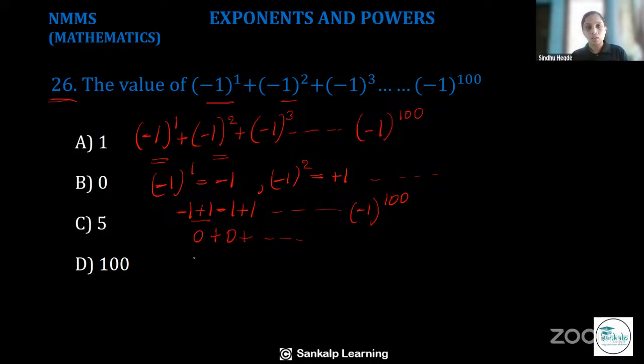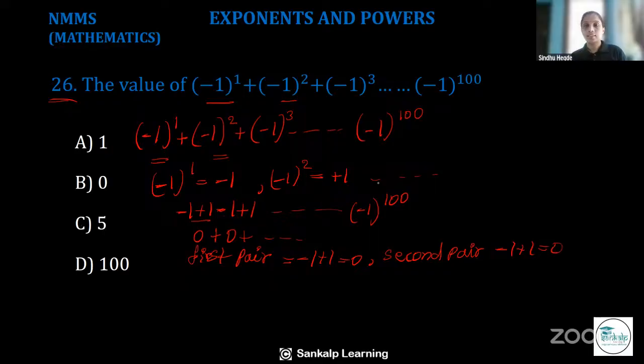Let us take the first pair, that is minus 1 plus 1 is 0 only. Then second pair, again minus 1 plus 1 is 0 only. So on. Up to 100, divided by 2, totally 50 pairs we get.